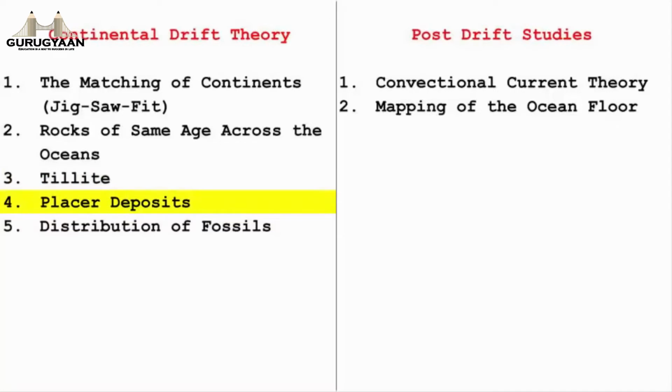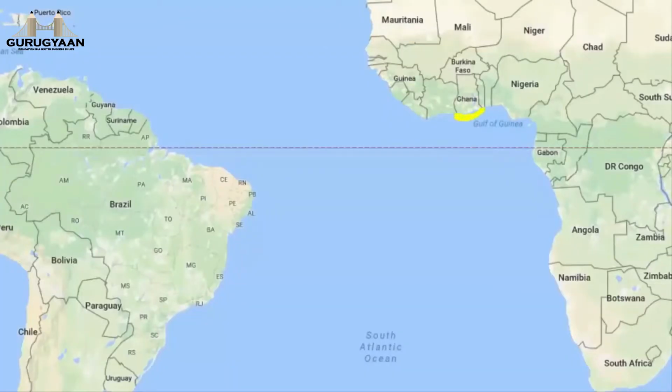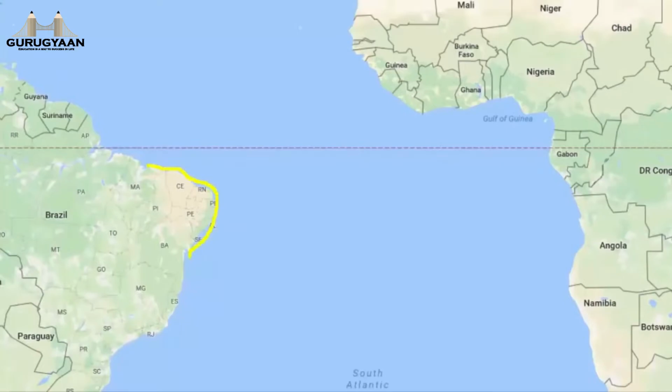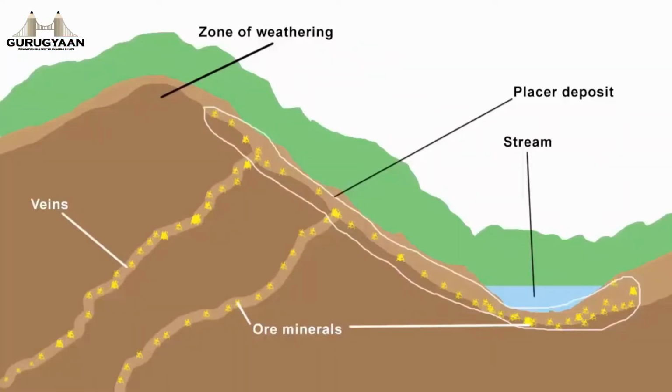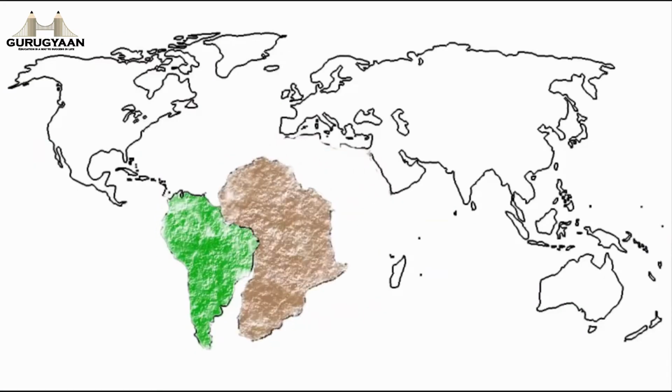The fourth point in continental drift theory talks about placer deposits. They are deposits of rich minerals like gold, diamonds, etc. So if you look at the coast of Ghana and then the coast of Brazil, you'll see that these placer deposits look like veins that were once joined together. This point again made Wegener believe that Africa and South America was once a single landmass.